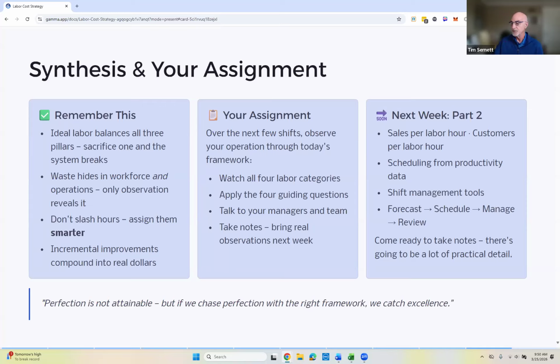So next week in part 2, it's going to be more hands-on. We're going to have a lot more live examples and schedules, and we're going to look through how you set all these things up. We're covering the key performance indicators that drive smart scheduling: sales per labor hour, customers per labor hour, labor cost percentages. We'll build labor schedules with productivity data, walk through shift management tools, and show you the continuous cycle of forecasting, scheduling, managing, and reviewing. Come back with notes. It's going to be a practical, hands-on detail.